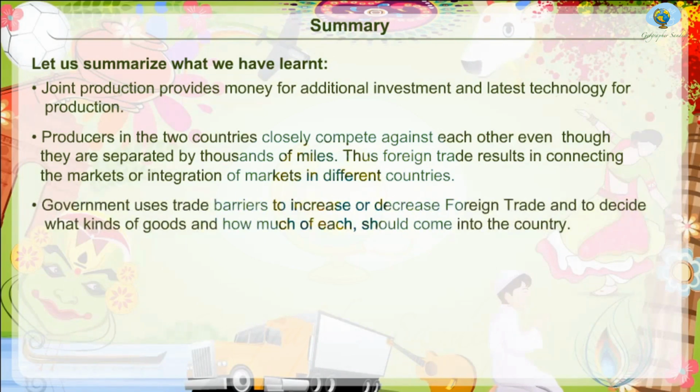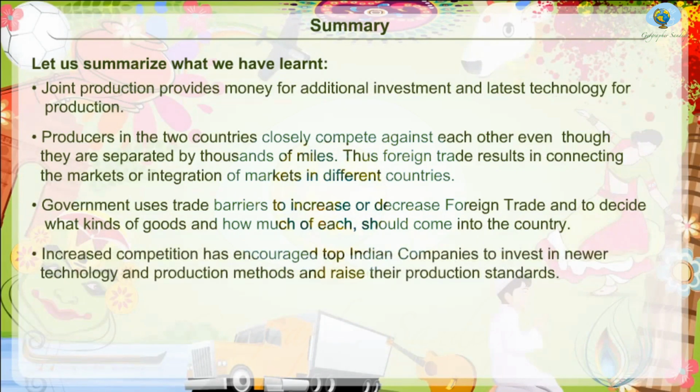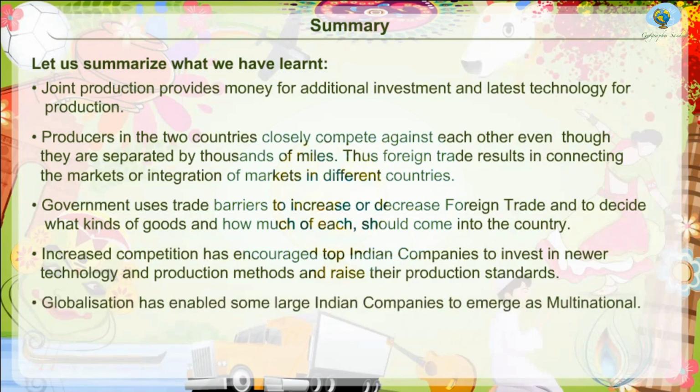Government uses trade barriers to increase or decrease foreign trade and to decide what kinds of goods and how much of each should come into the country. Increased competition has encouraged top Indian companies to invest in newer technologies and production methods and raise their production standards. Globalization has enabled some large Indian companies to emerge as multinationals.